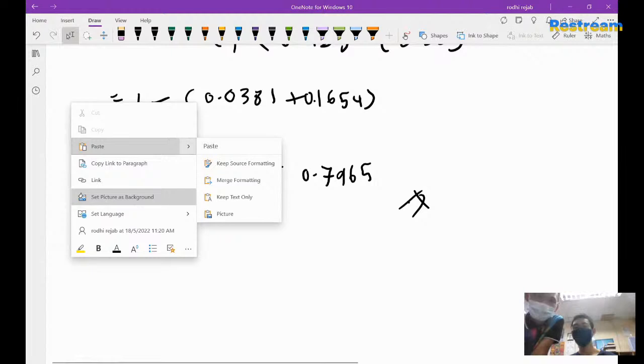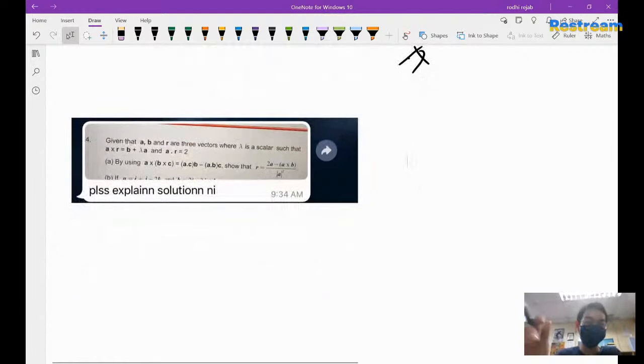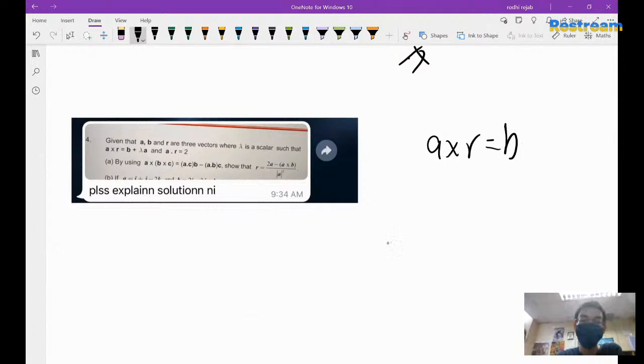So, for this question, given that A, B, and R are vectors, lambda is a scalar, and we have the information A cross R equals B. You can write this down if you want. A dot R you can get too. So, by using this, lambda is missing.